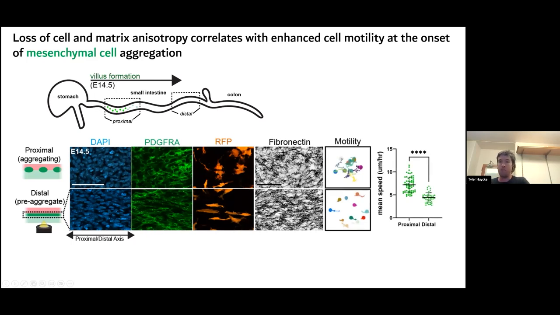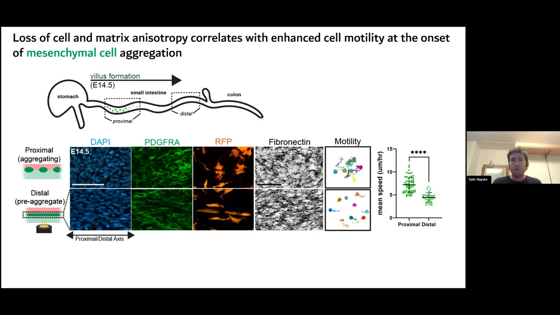So in the distal, highly aligned regions of the gut, the cells weren't moving as fast. And when they did move, their movement was largely confined along this scaffold of ECM along this longitudinal axis. Whereas in the proximal part, as the cells were aggregating, the cells displayed much more diffusive motility.